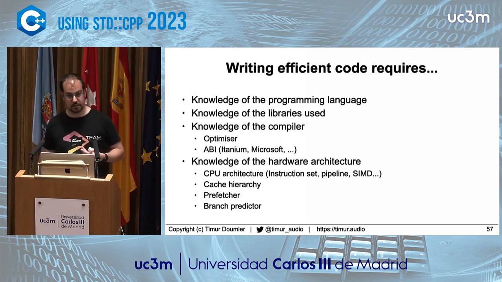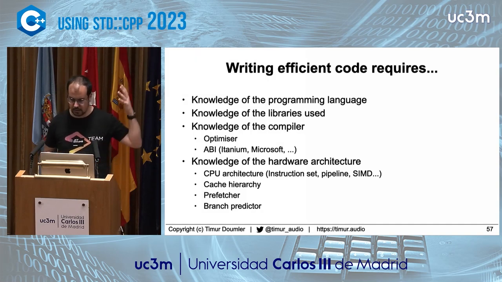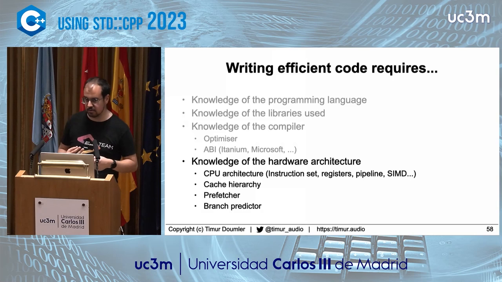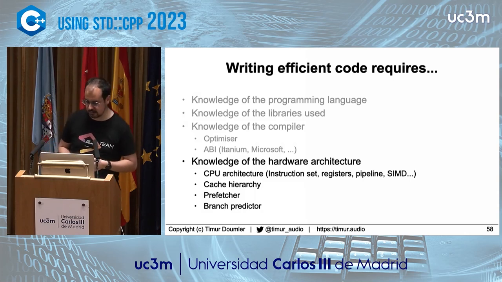Your compiler, right? Different compilers have different things that they're doing. ABI. Those things, I think there are pretty good resources on them. There's books, there's talks, there's documentation. But then you also really have to know the hardware architecture that you're targeting. And this is where the available literature gets a lot thinner. If you want to write efficient code, you need to know how the CPU architecture works. You need to know about how the cache works and different levels of cache, the prefetcher, the branch predictor, other aspects of the hardware, right?